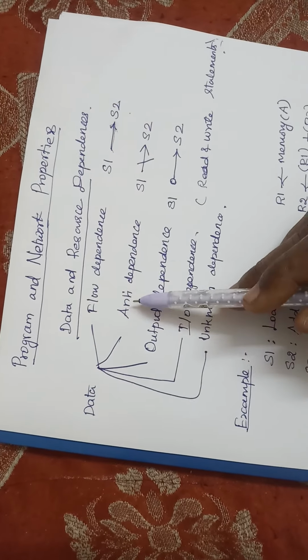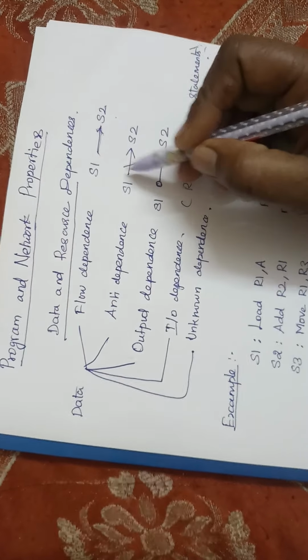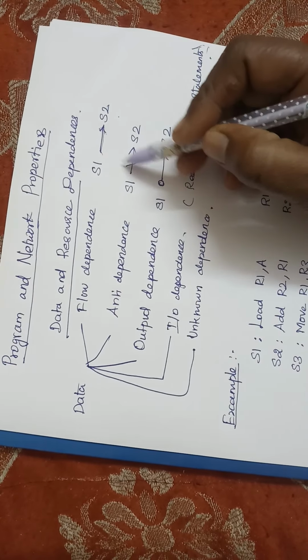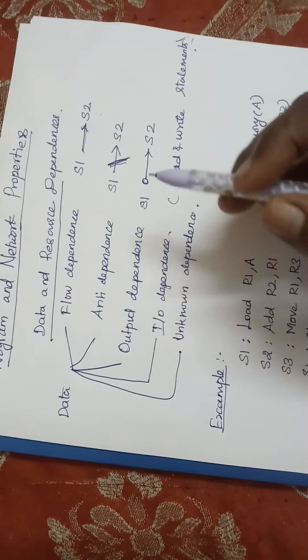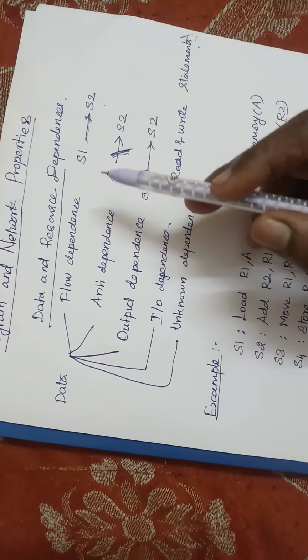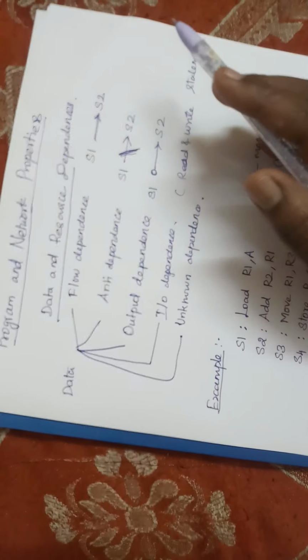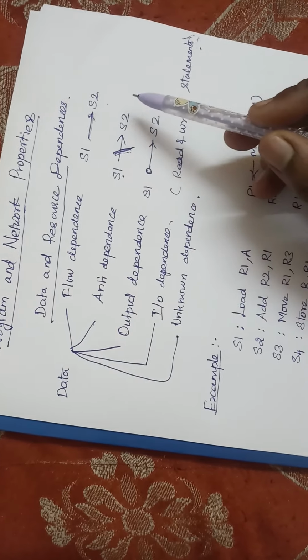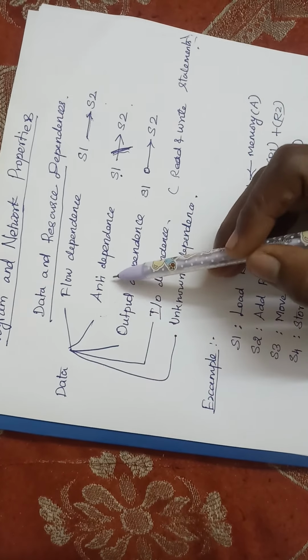The second one is anti-dependence. It is represented the same way as flow dependence, but with one line in the middle. What is the difference? Here S1 and S2 will not be related, so the output of S1 and S2 will not be related. That is why it is named anti-dependence.